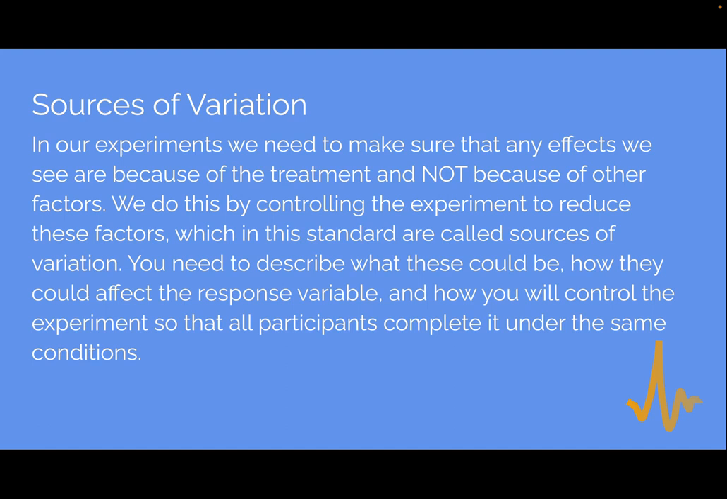So in our experiments, we need to make sure that any effects we see are because of the treatment and not because of other factors. So we do this by controlling the experiment to reduce those factors, which in this standard are called sources of variation. Other things that they can be called is confounding variables. We're controlling the confounding variables. You need to describe what these could be, how they could affect the response variable, and how you will control the experiment so that all participants complete it under the same conditions. Here's some examples.